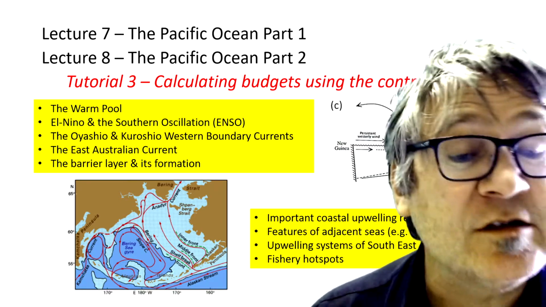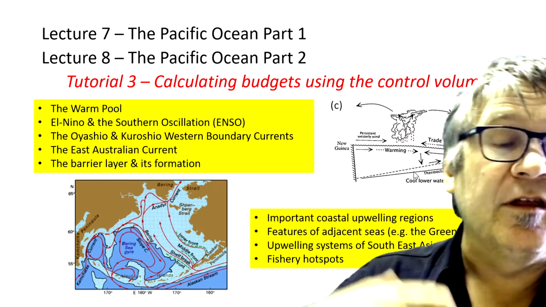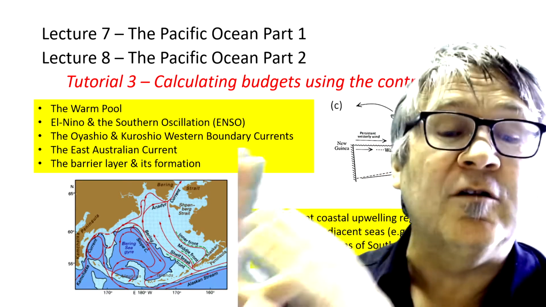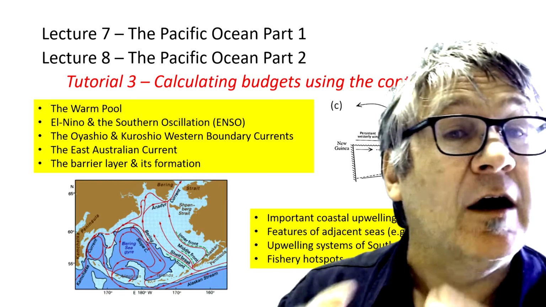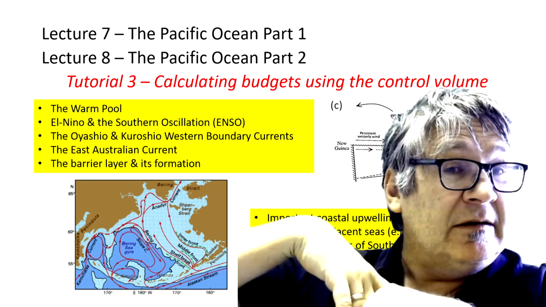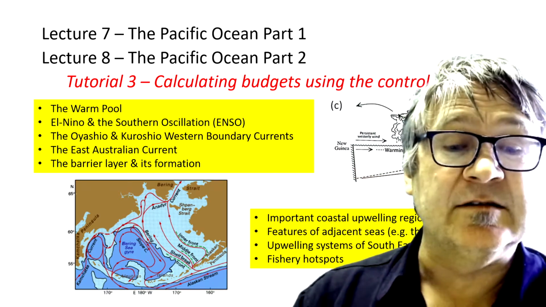Then we talk about features of adjacencies. We look at, for example, the green belt and we look at features in the Sea of Okhotsk. We look at upwelling systems of Southeast Asian seas. Yeah, that's the biggest fishery hotspot on Earth. That's the South China Sea.